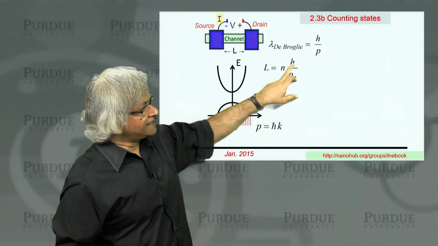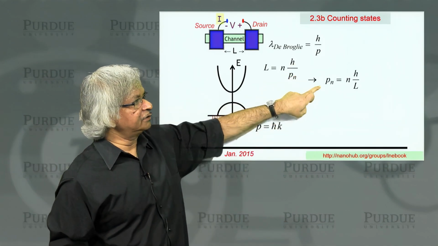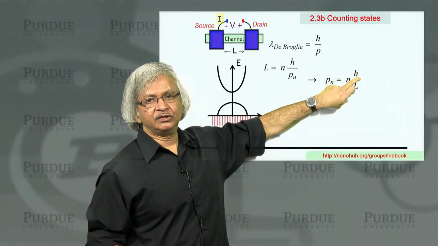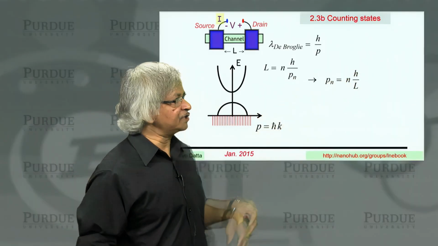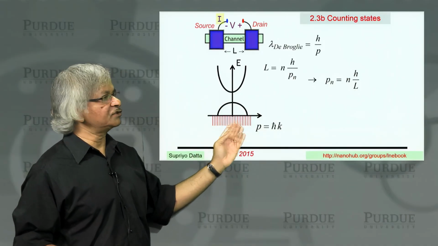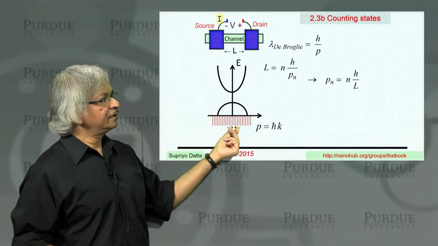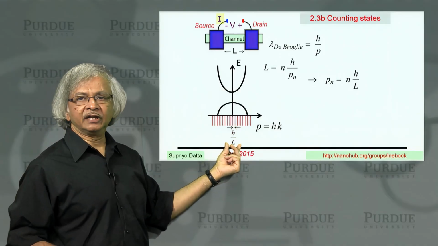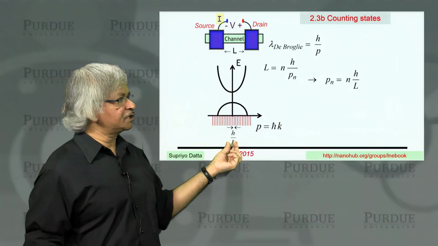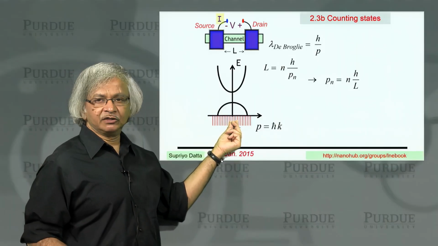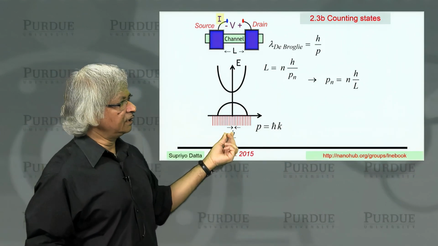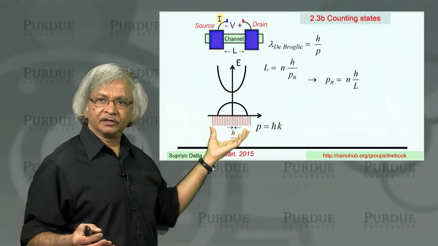Now if you accept that, we can turn that around and say Pn must be an integer times h over L. That immediately tells you what the spacing is. The allowed values of P are simply discrete multiples of h over L. So if you had a big box, L would be large, and these allowed values would be awfully close together. If you had a small box, L would be small, and the allowed values would be further apart.